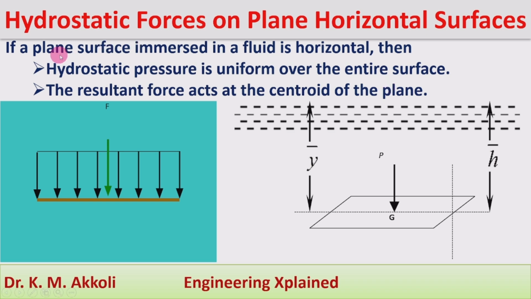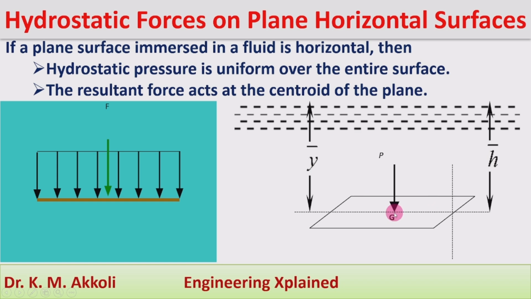For that, when a plane surface immersed in a fluid is horizontal, the hydrostatic pressure is uniform over the entire surface. The second point is that the resultant force acts at the centroid of the plane. Here, this is the horizontal surface. How the pressure acts uniformly on the horizontal surface, we can see here. Here we see the horizontal plane, on which the pressure is uniformly distributed over the surface.